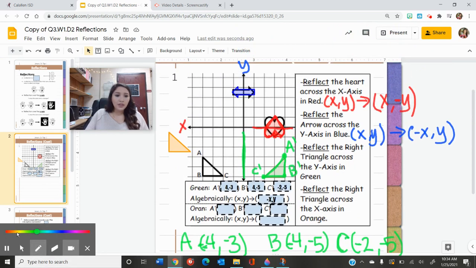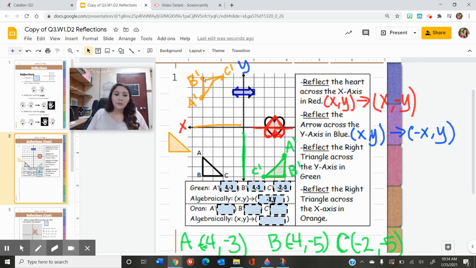Since we're reflecting it across our x-axis, this is our x-axis. Starting with my A value, it's 3 below our x-axis. So whenever we flip it across the x-axis, it should be 3 points above it. So that's 1, 2, 3. And here we have A prime. Next we have B prime. It's 5 below, so it should be 5 above. Next we have C prime. It's 5 below, so it should be 5 above. There we have C prime, and I'm going to connect my dots.